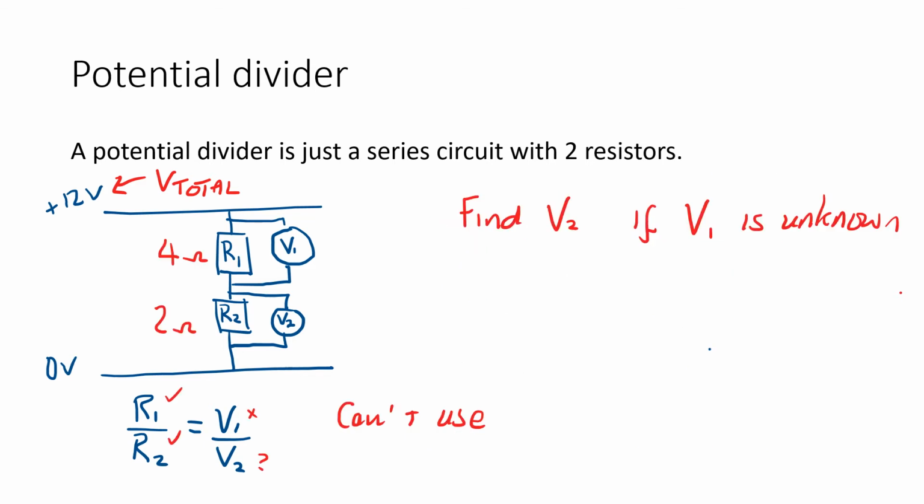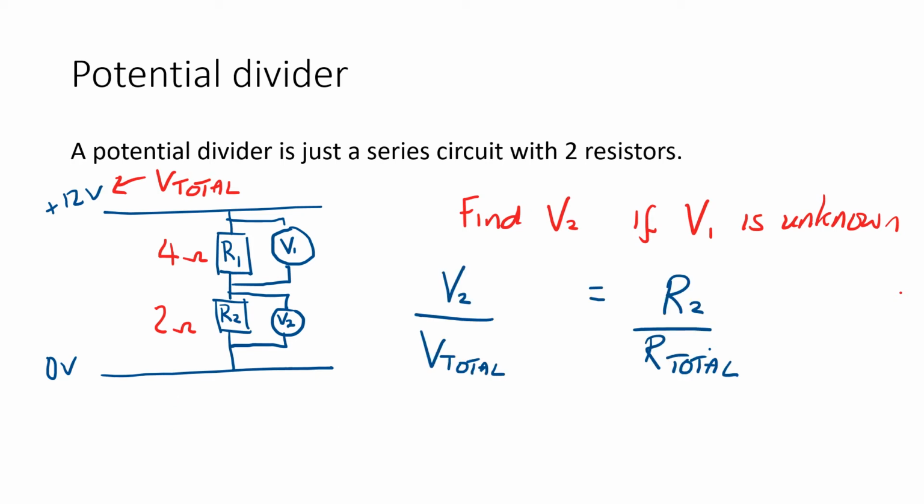Question: find V2 if V1 is unknown. In this example, we can't use our ratio, R1 over R2 equals V1 over V2, because we have two unknowns. But what we do have is V total, so there is another method. We can also write V2 divided by V total equals R2 over R total. So the share of the potential difference across V2 as a ratio of the total is equal to the resistance of R2 as a ratio of the total resistance.